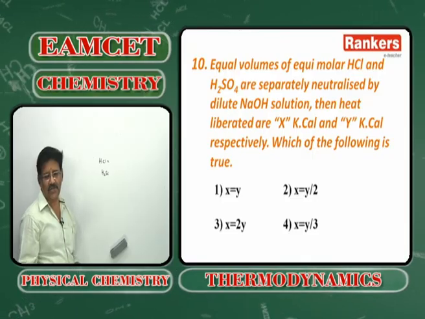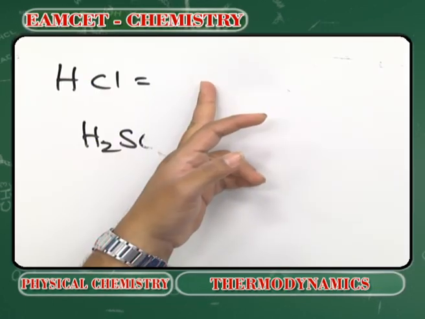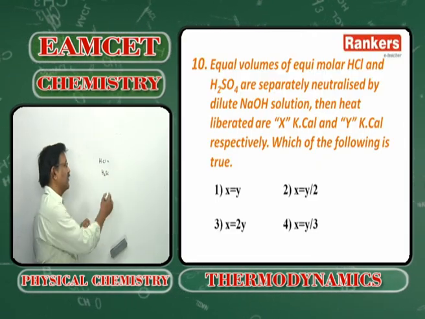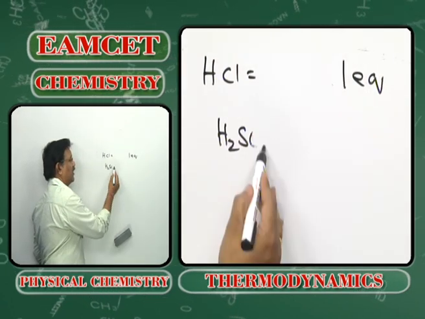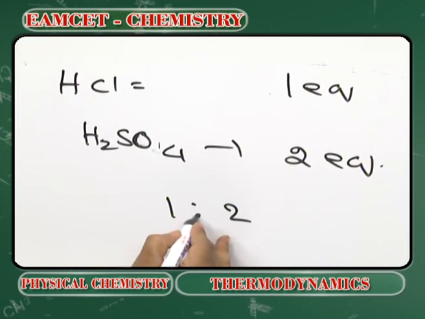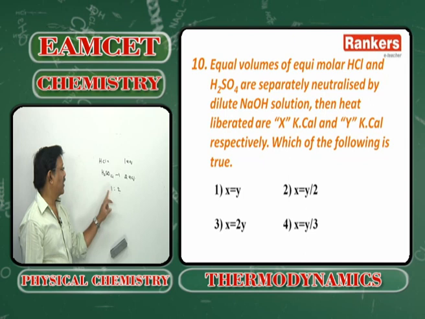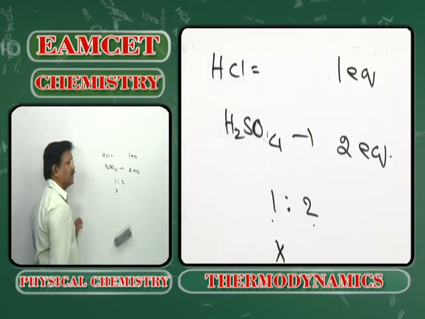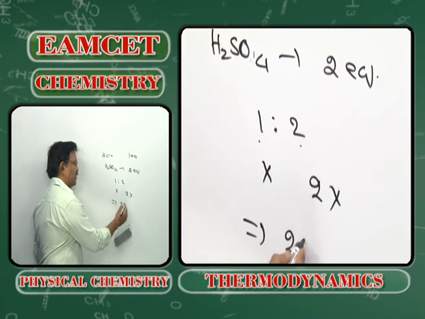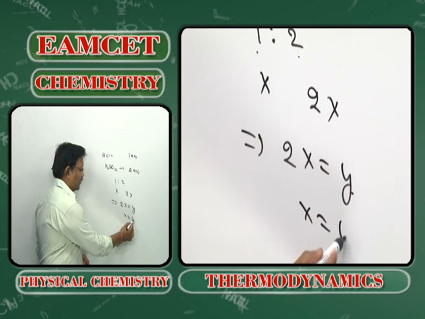When equimolar solutions of HCl and H2SO4 are neutralized, what is happening here? If x equivalents of HCl is neutralized, 2x equivalents of H2SO4 will be neutralized. In case of HCl, how many equivalents are getting neutralized? 1 equivalent. In case of H2SO4? 2 equivalents. So the ratio of equivalents getting neutralized is 1:2. If the heat liberated for HCl is x kilocalories, heat liberated for H2SO4 will be 2x, which implies 2x is equal to y, or x is equal to y by 2.